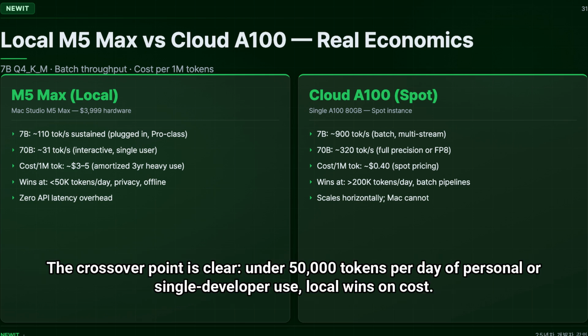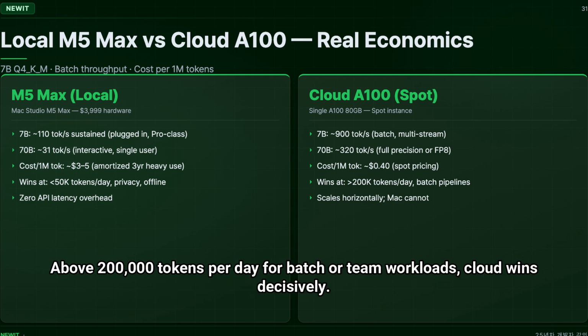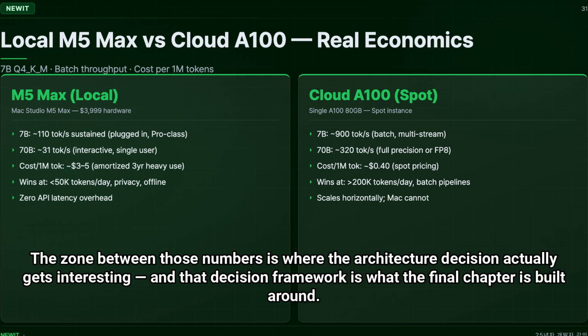The crossover point is clear: under 50,000 tokens per day of personal or single developer use, local wins on cost. Above 200,000 tokens per day for batch or team workloads, cloud wins decisively. The zone between those numbers is where the architecture decision actually gets interesting. And that decision framework is what the final chapter is built around.